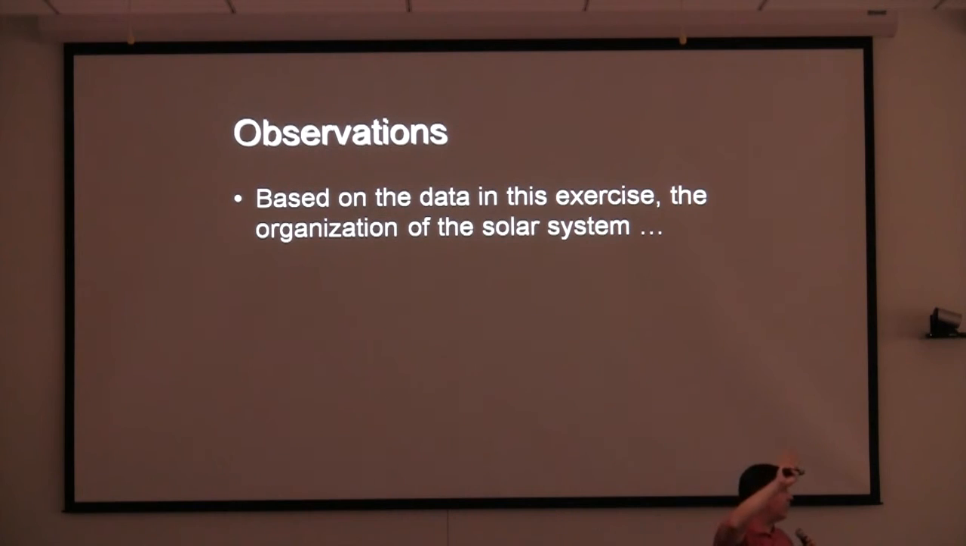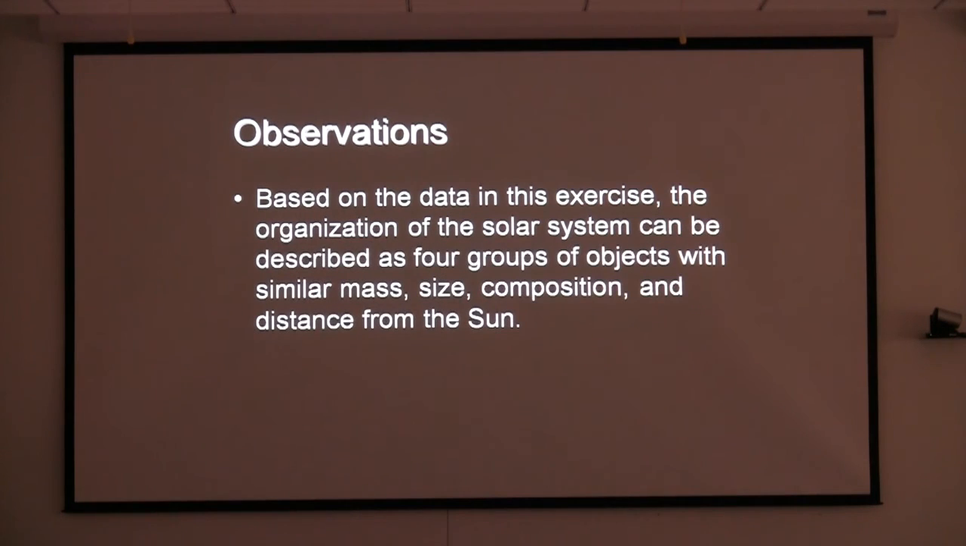All right. You can use this data to organize the objects in the solar system into groups and categories and classification. So the homework exercise is to say, all right, so here it is. Based on the data in this exercise, the organization of the solar system can be described, I don't say it has to be described, but it can be described as 4 groups of objects with similar mass, size, composition, and distance from the sun. All right, I think we've shown that for these things, right? But you can go beyond that. We showed that with the moons, all right?